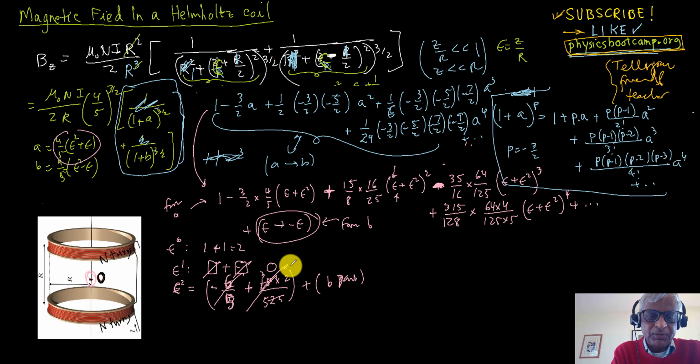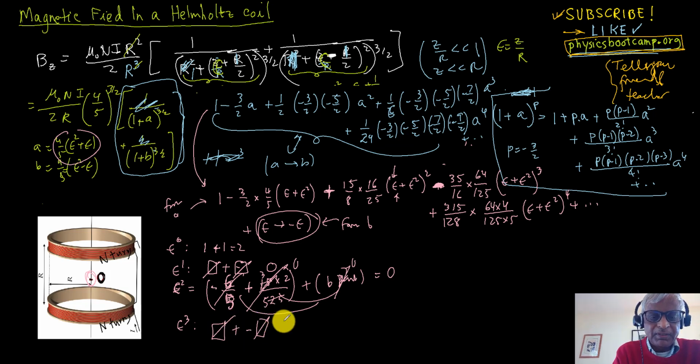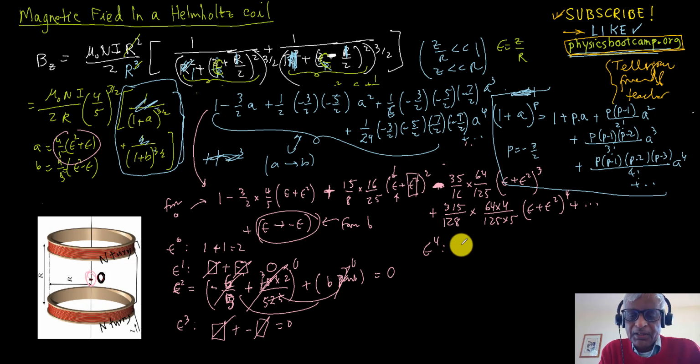So the A part is 0, and exactly the same terms come into the B part, and that's also 0. So this is 0. The epsilon cube term, of course, I get whatever plus the negative of the same, so this goes to 0. Epsilon to the power 4 is going to be nothing from here, nothing from here. This is the first term I'm going to get.